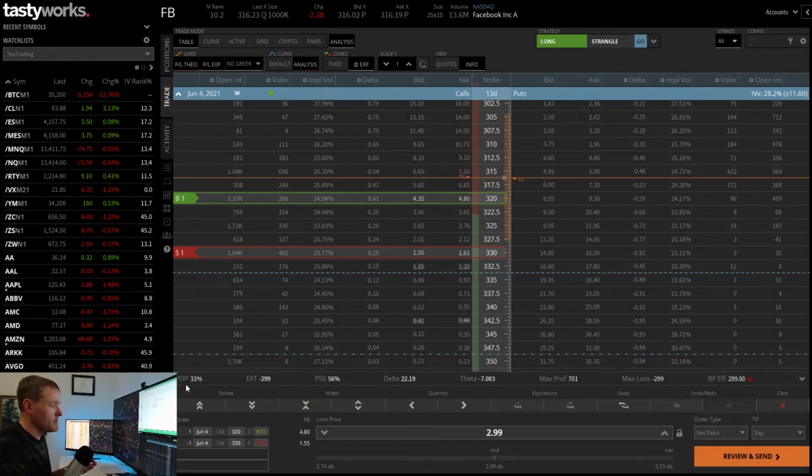And then when you look at your probability of profit, it's really low, right? So if you have a better risk reward, you're always going to have a lower probability of profit. If you have a higher probability of profit, your risk reward is going to be more skewed.